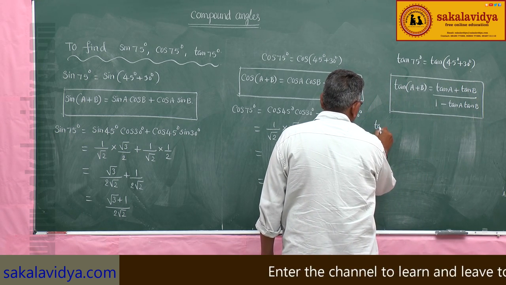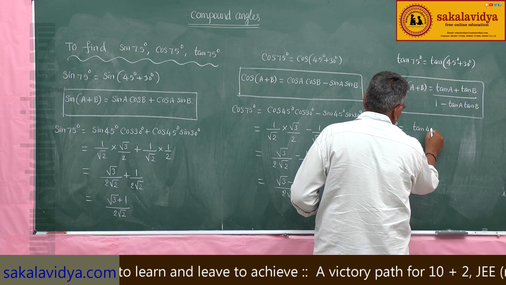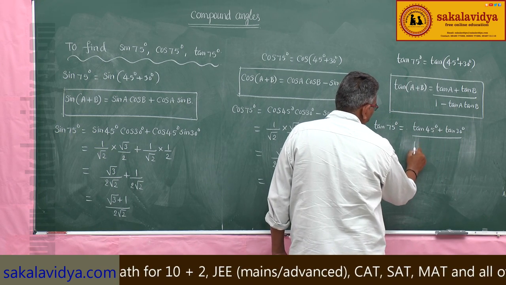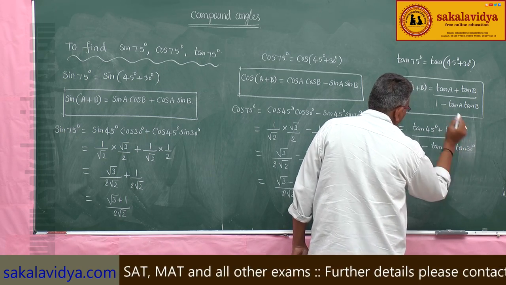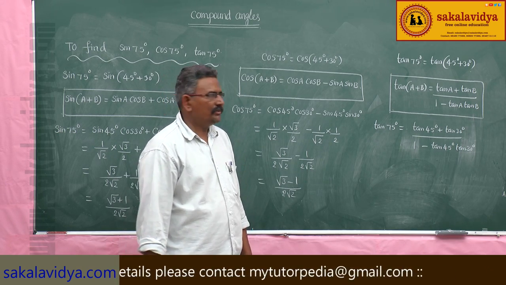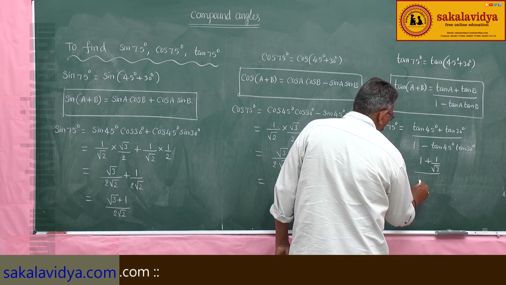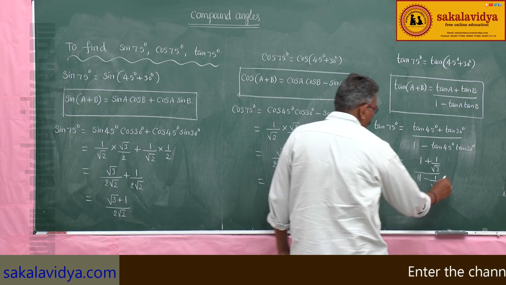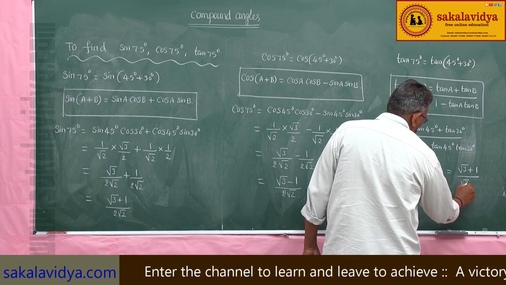So, now tan 75 degrees is equal to tan 45 plus tan 30 by 1 minus tan 45 and tan 30. Okay. What is the value of tan 45? 1. Tan 30? 1 by root 3. So, this is 1 plus 1 by root 3 by 1 minus 1 into 1 by root 3. Now, this can be written as root 3 plus 1 by root 3 minus 1, as root 3 cancels.